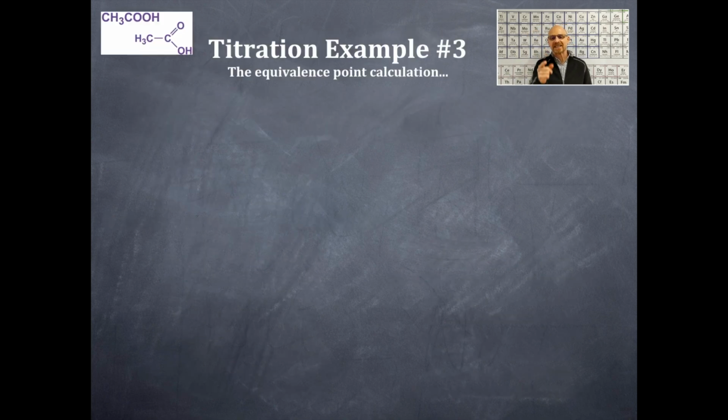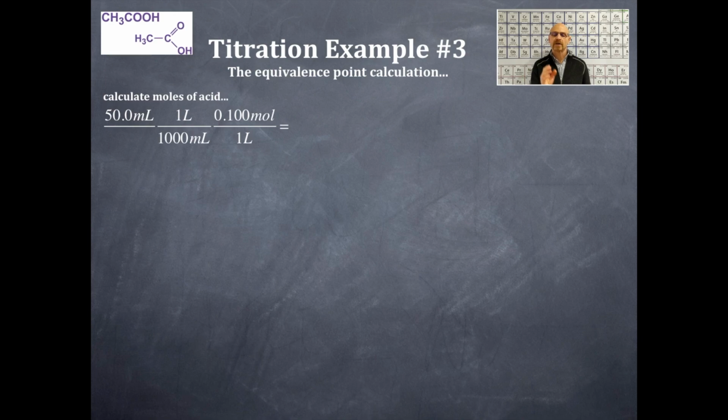Bam! So today we're doing titration example number 3. We're doing the equivalence point calculation, the most complicated mathematical problem on any of the titration points. We're going to calculate the moles of acid, which is the moles of acetic acid. We have the volume of 50 mL and the molarity. We'll convert from milliliters to liters, and then use the molarity, which is 0.1 moles per 1 liter.